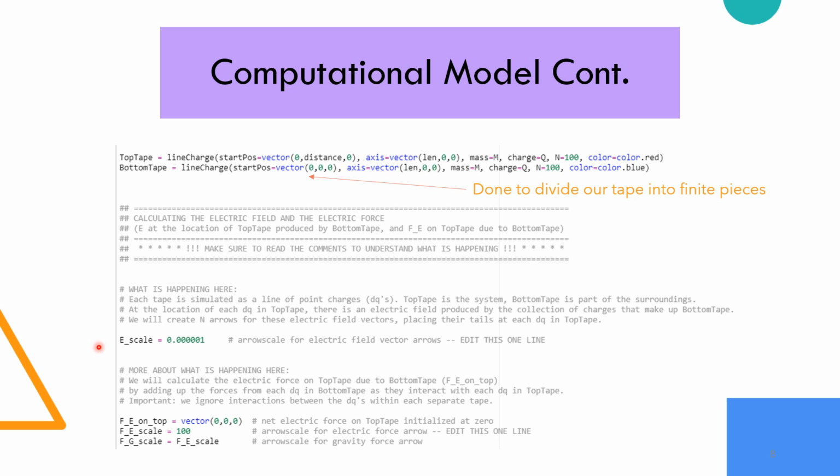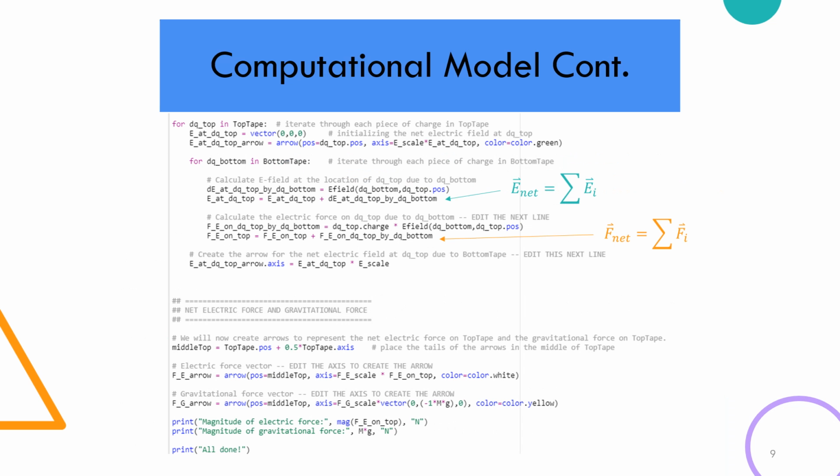Then we have a scale factor for our electric field arrows and scale factors for our gravitational force and electric force arrows. These functions are done to calculate both the electric field and the electric force at each small finite piece of tape that we've created. Then we have the function that will add these values onto the total to calculate our total electric force on the piece of tape. And here are some output values so we can see what the magnitude of the electric force is and the magnitude of the gravitational force.